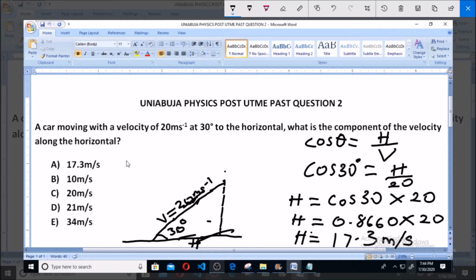So 17.3 meters per second is option A, and that is the answer. So the component of the velocity along the horizontal is 17.3 meters per second.